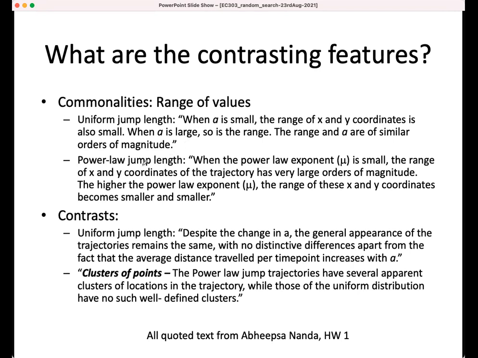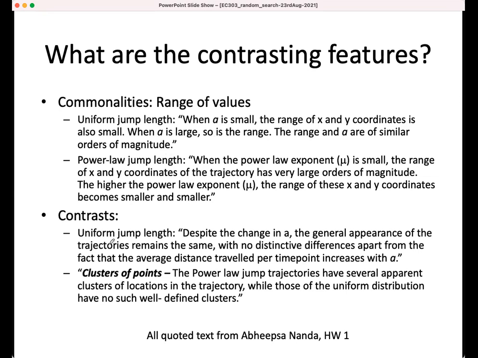And then if you think of power law jump length distributions, when the power law exponent is small, the range of the trajectory has very large orders of magnitude. The higher the value of the power law exponent, the smaller the range, right? So there's some commonality in A and mu. They seem to have an inverse relationship, okay, in terms of the range.